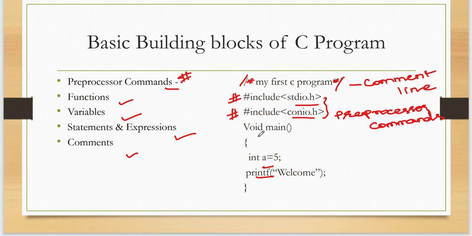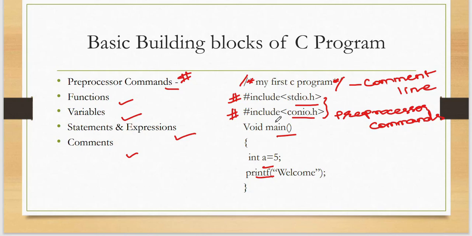And the next one is void main. Void main is the function where the program starts. The computer does not know anything; we have to give the instructions step by step. Whatever instruction we give to the computer is what gets executed.